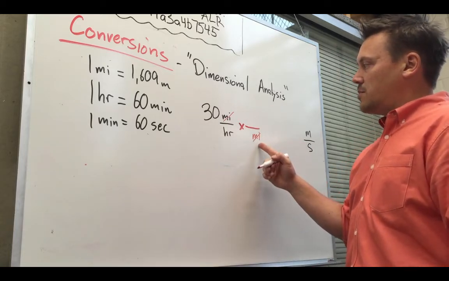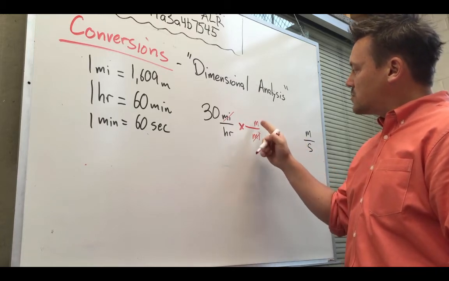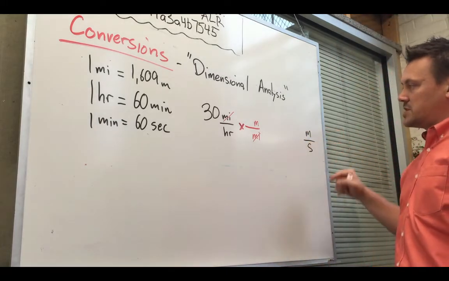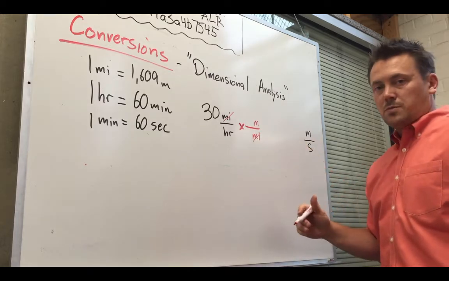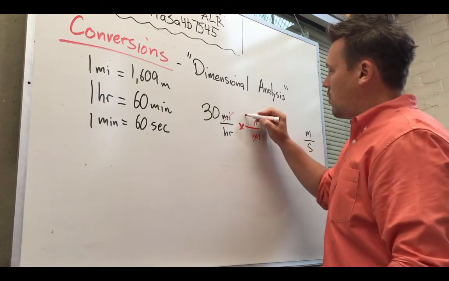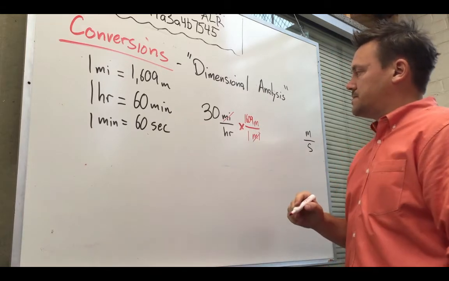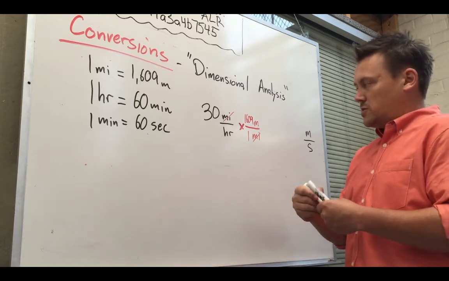So if I put miles down bottom and I put meters up top, I'm left with meters up top, which is really what I want because I want meters per second. So setting up my conversion in this fraction works perfectly. So I have 1,609 meters, 1 mile. Now my units of miles will cross out. So let's do another step.